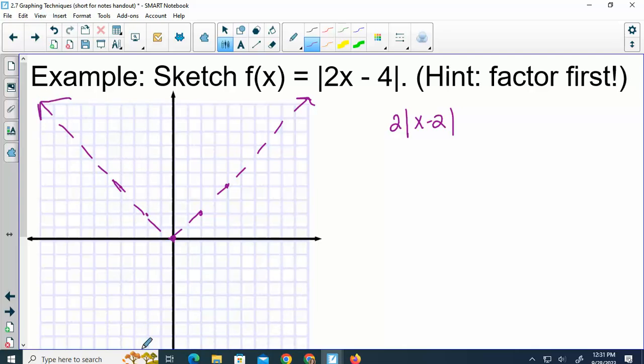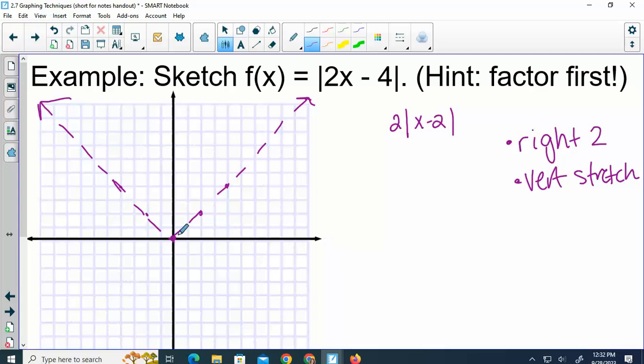Have your parent function. What does the minus 2 do to the graph? And what does the multiplying by 2 do? Okay, so we have two things to do here.